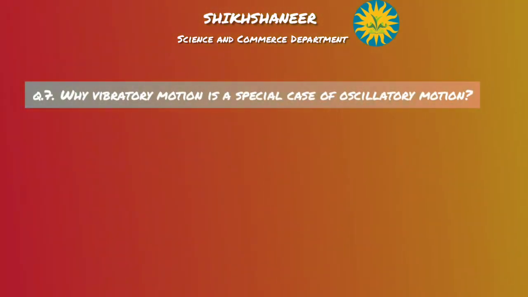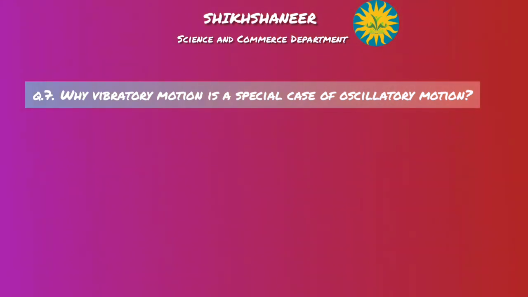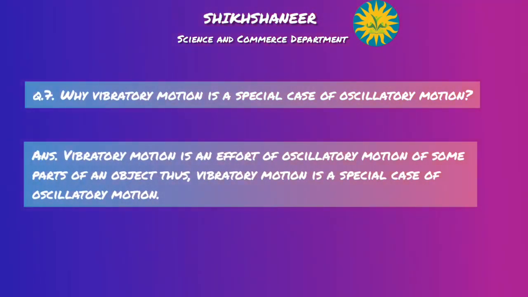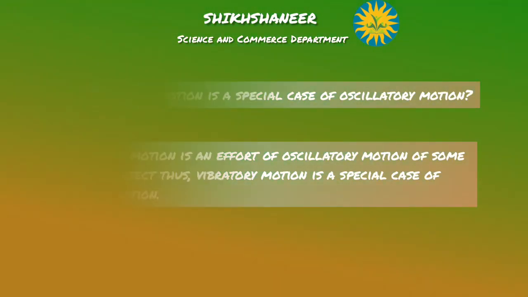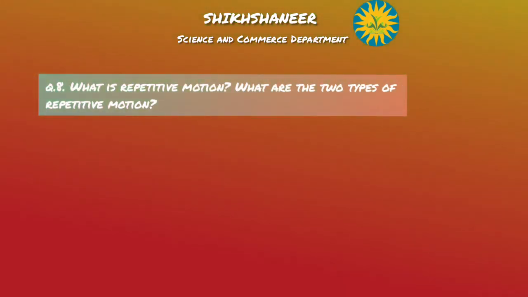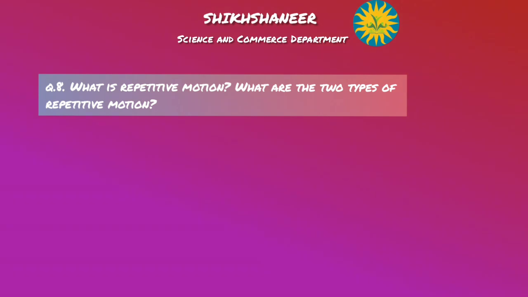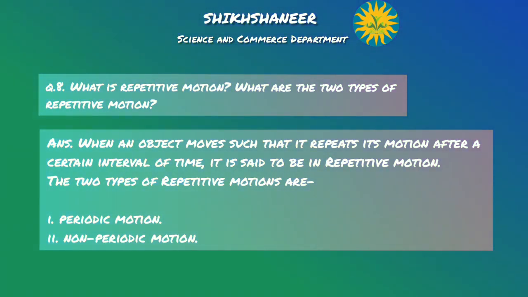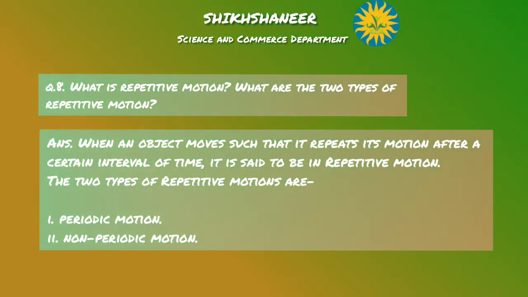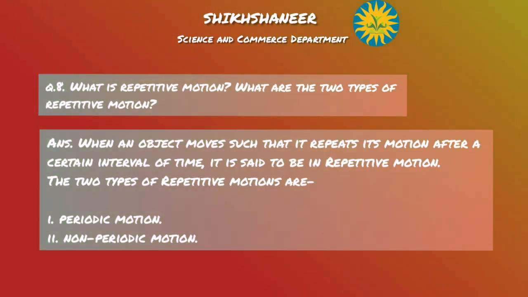Why is vibratory motion a special case of oscillatory motion? Vibratory motion is an effect of oscillatory motion of some parts of an object. Thus, vibratory motion is a special case of oscillatory motion. What is repetitive motion? What are the two types of repetitive motion? When an object moves such that it repeats its motion after a certain interval of time, it is said to be in repetitive motion. The two types of repetitive motion are periodic motion and non-periodic motion.